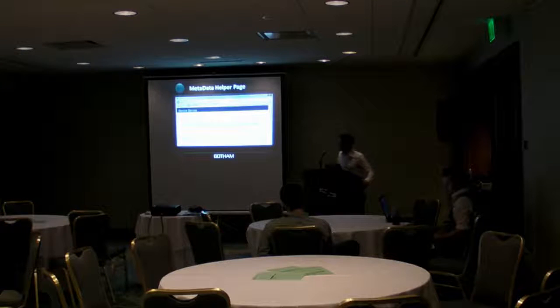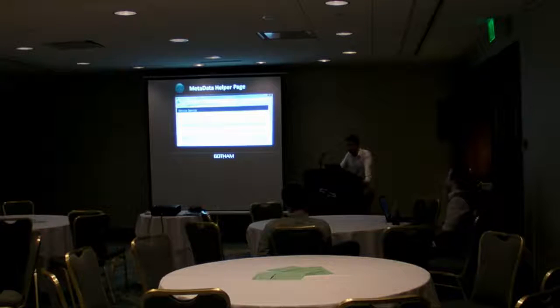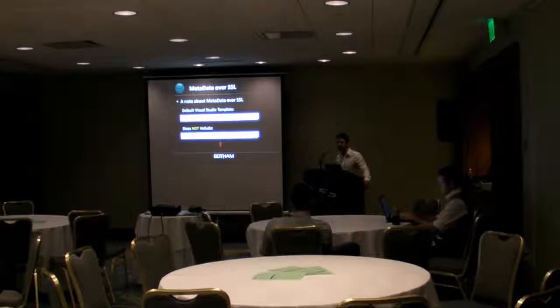So this is what a typical helper page looks like if you were to make a GET request to one of these endpoints. Very similar to the legacy helper page, with the exception that it doesn't actually give you the list of methods that you can drill down to. It just gives you the URL where you can obtain metadata. Now there's a couple things to note here.